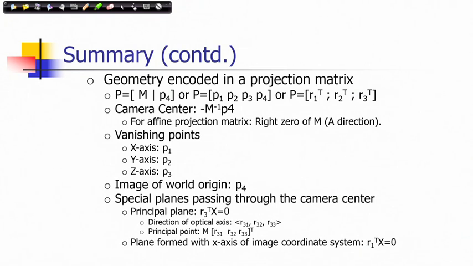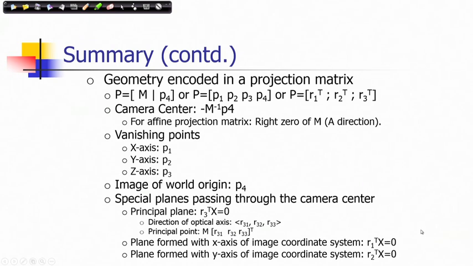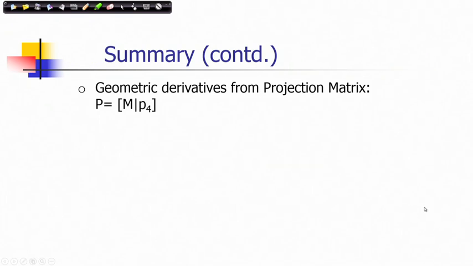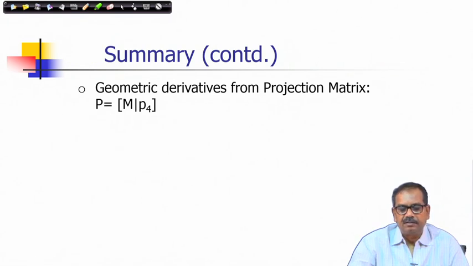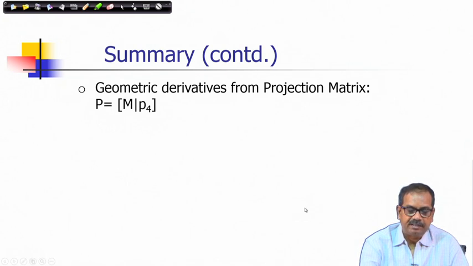The plane formed with the x axis of the image coordinate system and the center of projection: with the center of projection and the x axis, this will make a plane in 3 dimensional space, given by this relation R1 transpose x equals 0. And similarly, the plane formed by the y axis of the image coordinate system, again with the center of the camera, is R2 transpose x equals 0. So, there are different other geometric derivatives from the projection matrix.